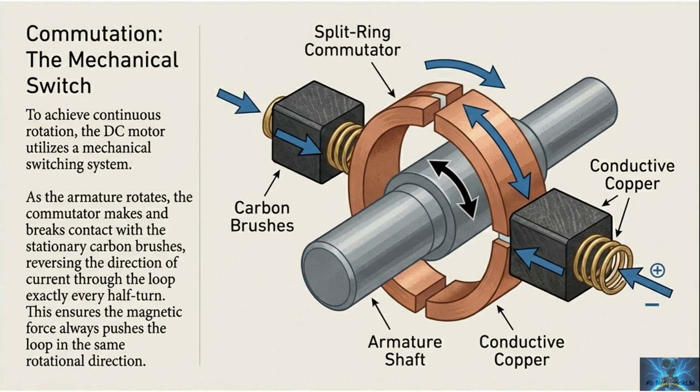Commutation is the trick that makes a brushed DC motor possible. A split-ring commutator and brushes reverse current direction in the armature at the right time, every half turn, so that the torque keeps pushing the rotor the same direction. Important practical point: the commutator isn't just a connection. It's a time-switching device synchronized to rotor position. That's why brush condition, commutator wear, and contamination affect performance so much.